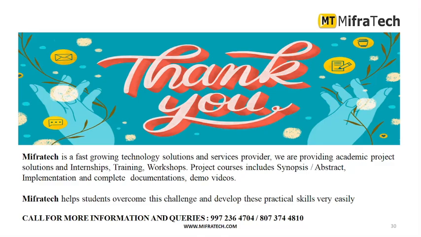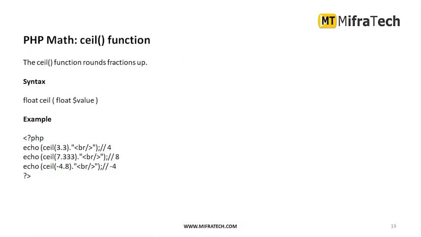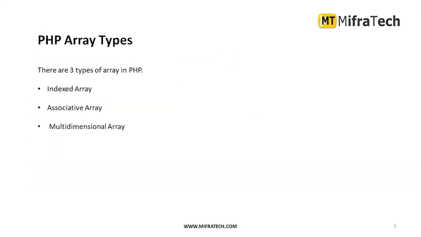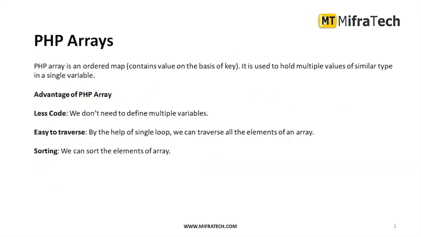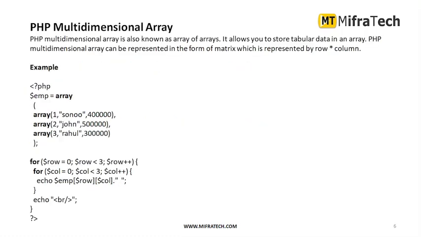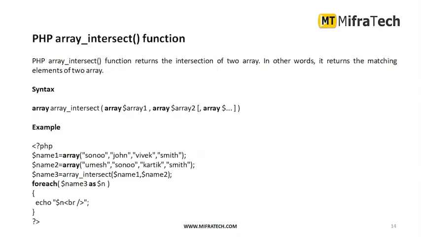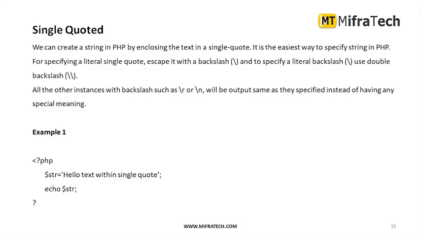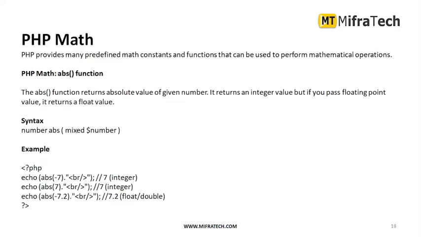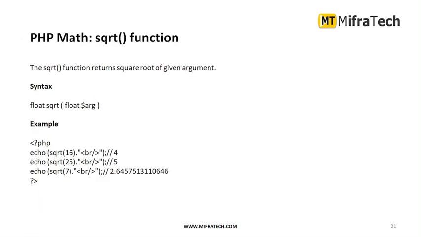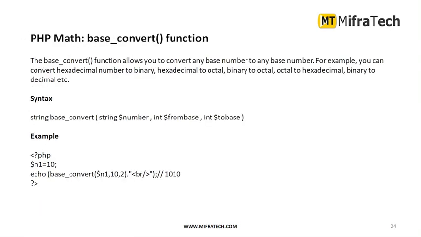Here we have discussed in this session arrays and math functions, and how PHP arrays work. There are three types of array: indexed array, associative array, and multidimensional array, and array functions: count, sort, array reverse, and search functions, and PHP strings, single quoted and double quoted. And some PHP math functions: ceil, sqrt, how to convert decimal to hexadecimal, decimal to binary, and base_convert.